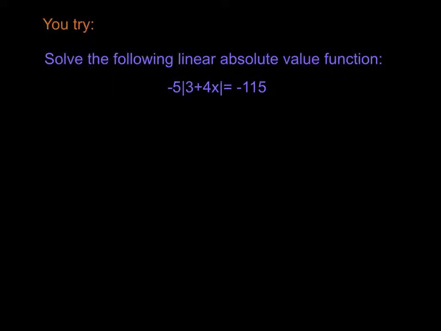Okay, I'd like for you to try this problem. Solve the following linear absolute value function. Negative 5 times the absolute value of 3 plus 4x equals negative 115. So if you'll go ahead and pause the video, when you think you have a solution and you've checked your solution to make sure it satisfies the absolute value function, then go ahead and click play, and you can self-assess to check to see if you solved it correctly. Okay, go ahead and pause.